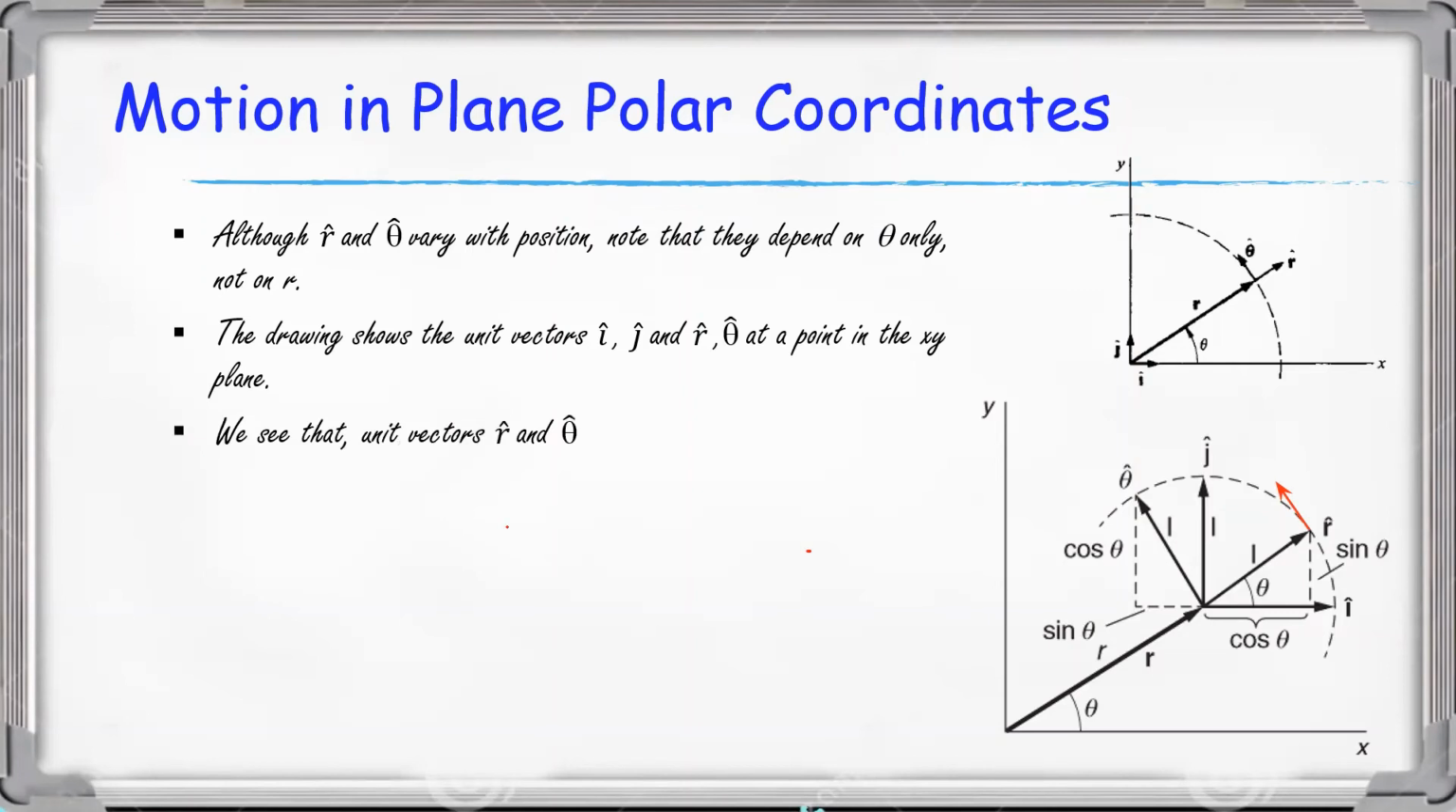Now we have to find the expression for r cap and theta cap. For that, looking at the figure, the r cap must be equal to cos theta i plus sin theta j, and theta cap must be equal to minus sin theta i plus cos theta j.